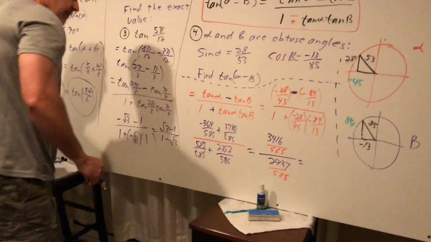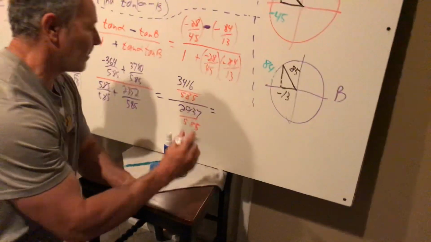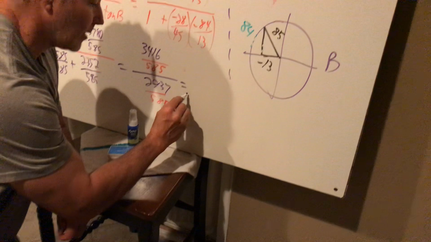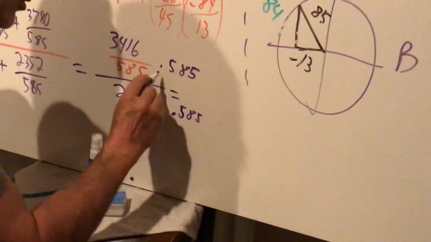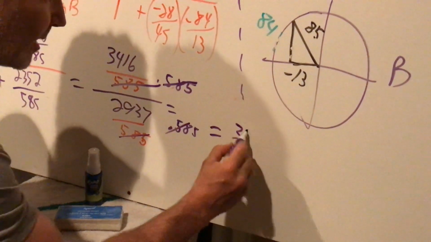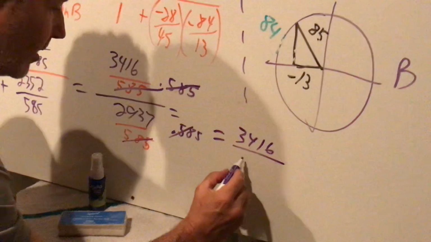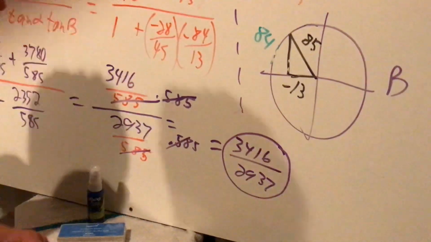Okay, and hopefully we've seen this enough times in class that you know what I'm going to do here. I'm going to multiply to get rid of the denominator by 585 on the top and the bottom, which will work out really slick in this problem. And that leaves me with 3416 over 2937, and that's my answer there.